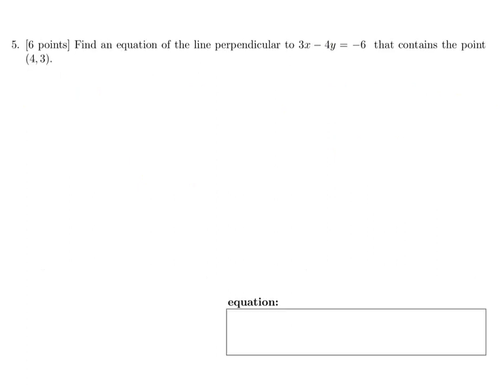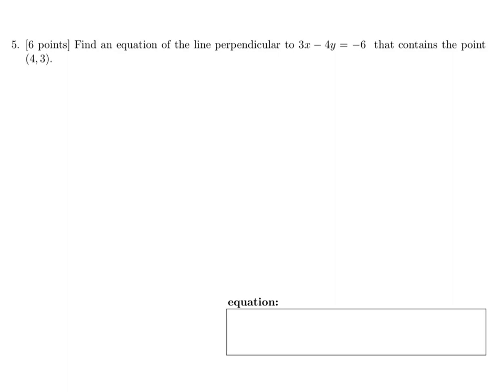All right, let's look at 5. This one, we have a given line, and we're asked to find an equation of the line that's perpendicular to it that also contains the point 4, 3. To graph any line or to find an equation of any line, we need 2 bits of information. We either need 2 points or we need a single point and the slope. In this situation, we're given 1 point and we're told that the line is perpendicular to this other line.